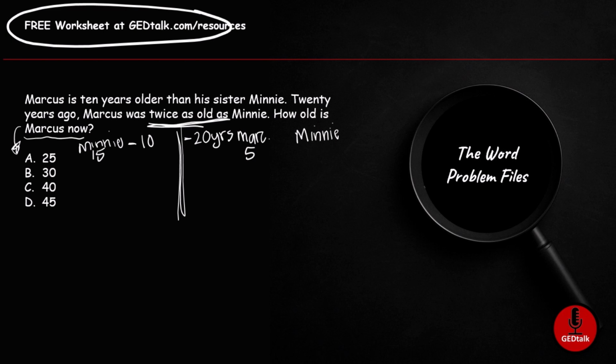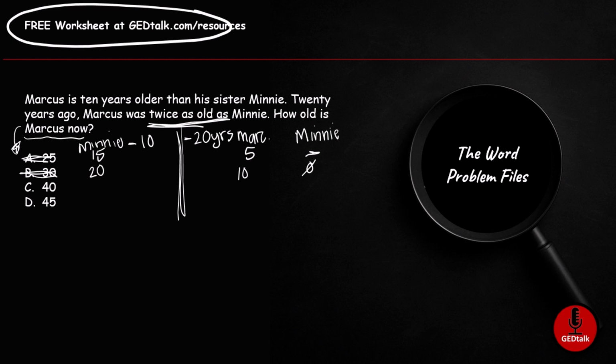And Minnie, well, 15 minus 20 years ago, Minnie wasn't even alive. So guess what? A is not our answer. Let's go to B, 30. If Marcus is 30 now, Minnie is going to be 20. 20 years ago, Marcus would have been 10, and Minnie would be born basically, or not born at all. Okay, so 10 is not twice as old as 0. So B is not my answer.